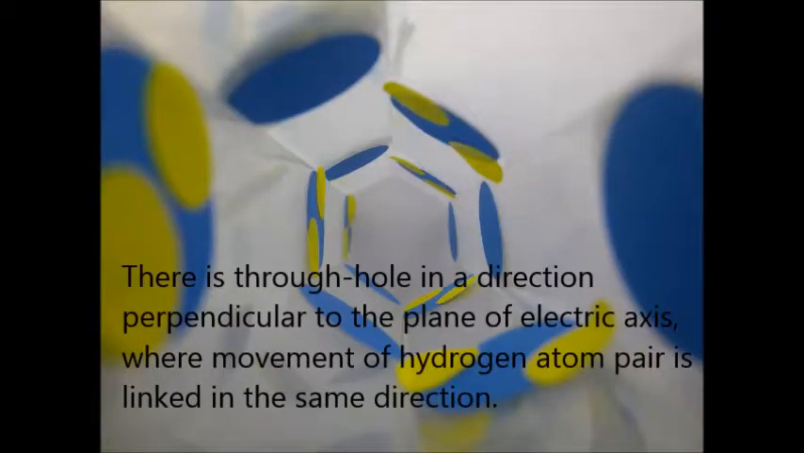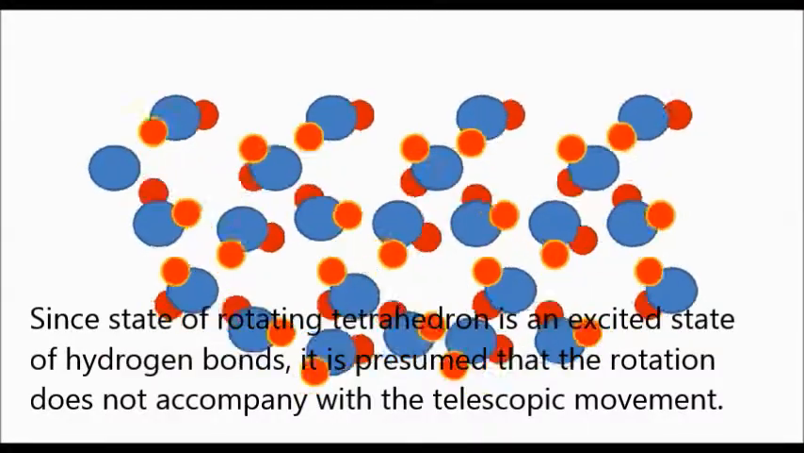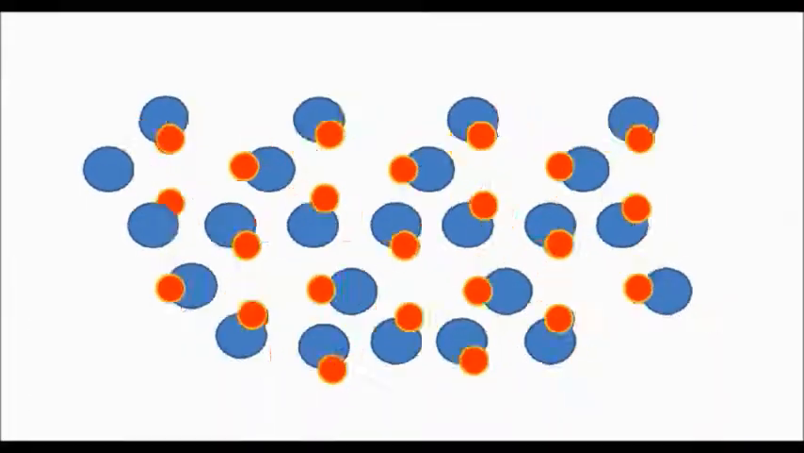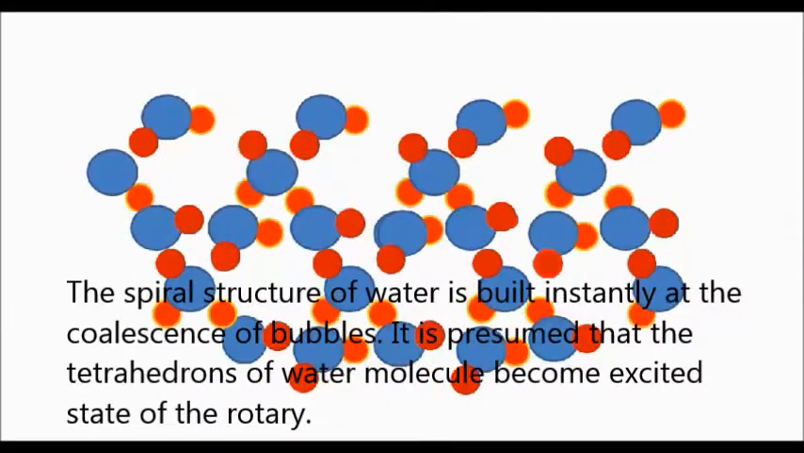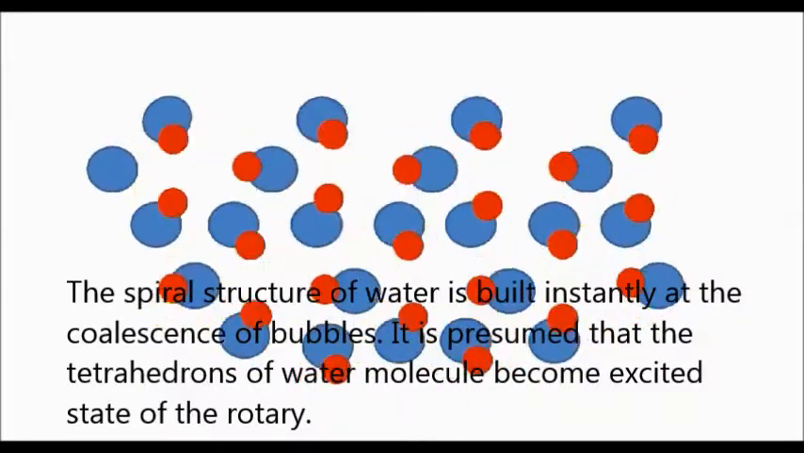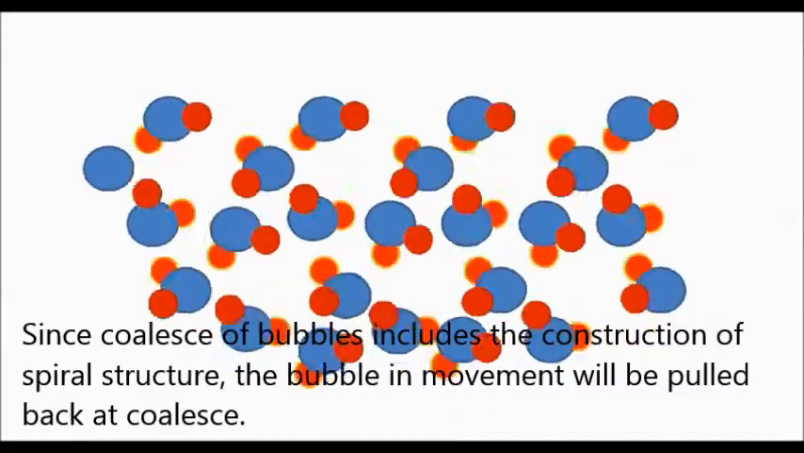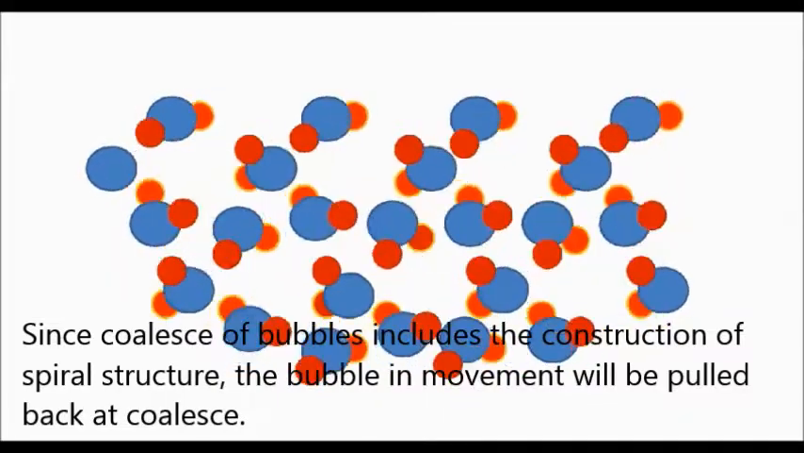There is a through hole in a direction perpendicular to the plane of the electric axis, where movement of hydrogen atom pairs is linked in the same direction. Since the state of rotating tetrahedron is an excited state of hydrogen bonds, the spiral structure of water is built instantly at the coalescence of bubbles. It is presumed that the tetrahedrons of water molecule become an excited state of the rotary. Since coalescence of bubbles includes the construction of spiral structure, the bubble in movement will be pulled back at coalescence.